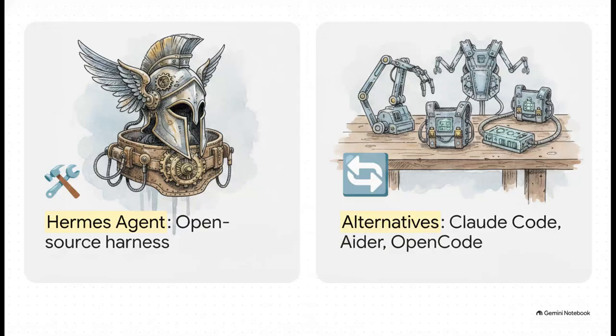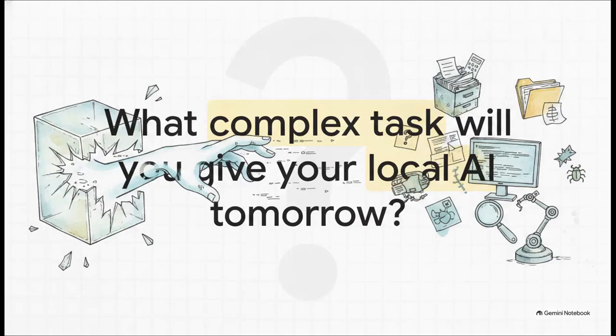It's brilliant. Now, to be fair, Hermes Agent isn't the only player in town. You can achieve this exact same autonomous workflow with alternatives like Claude Code, Aider, or OpenCode. The crucial takeaway from our source material today isn't that you absolutely must use Hermes. It's that as long as you have a capable, open model, you just need to wrap it in a harness. Whether you use Hermes or Aider, the point is you are moving away from passive chat and towards active, local execution. Which leaves us with this final thought.